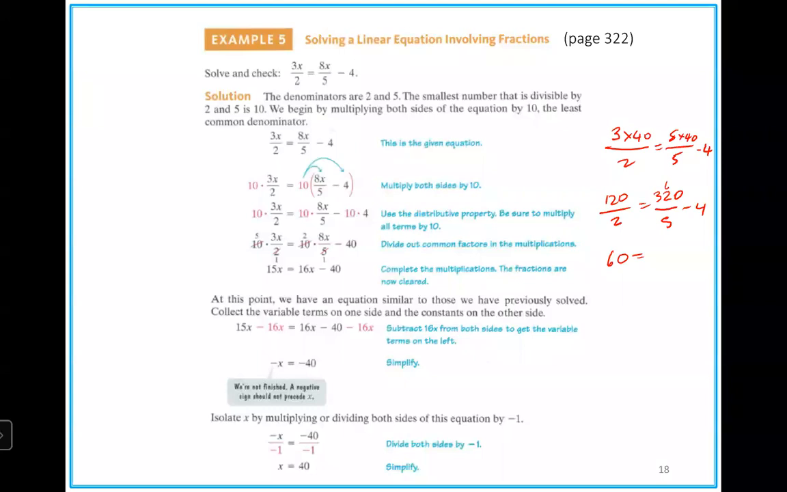That's 64. Okay, 5 into 320 is 64. So that's 64 minus 4. So 60 is equal to 64 minus 4, which is equal to 60. So that's a true statement. So therefore, your answer of x equals 40 is correct.